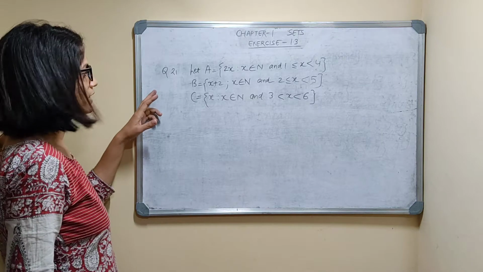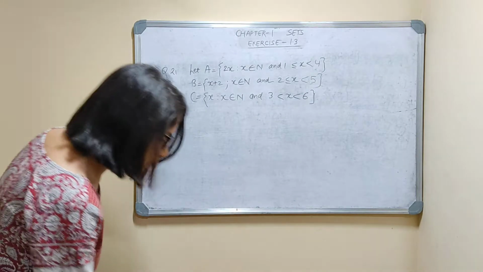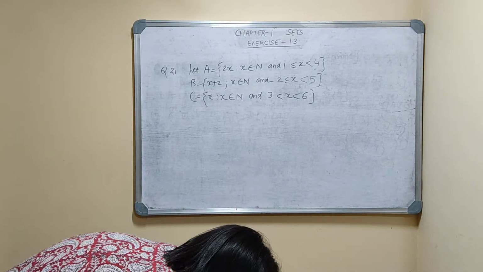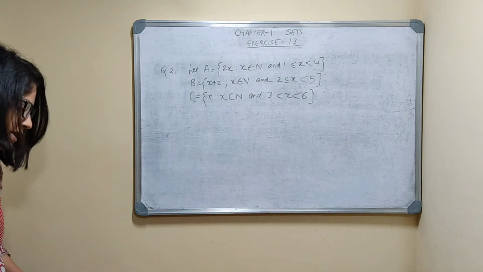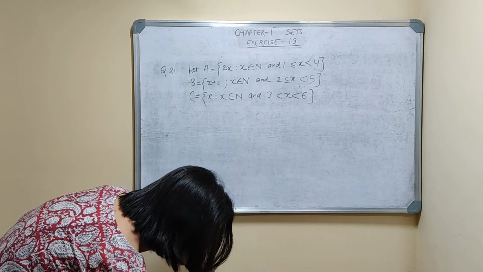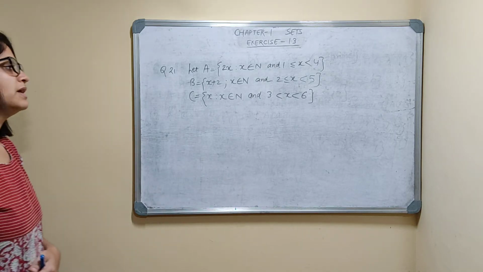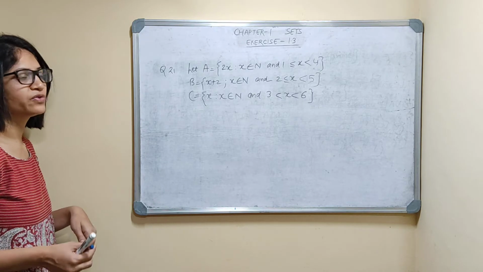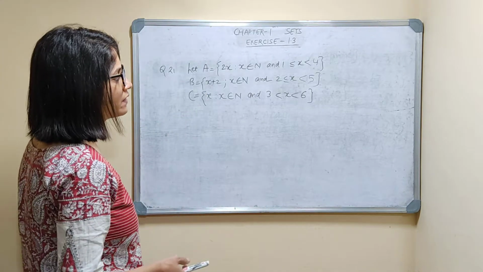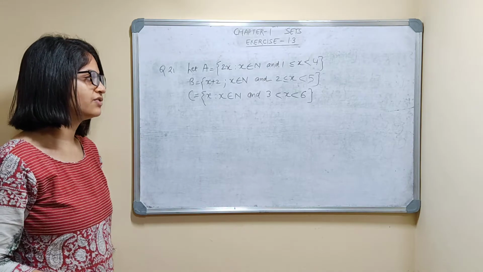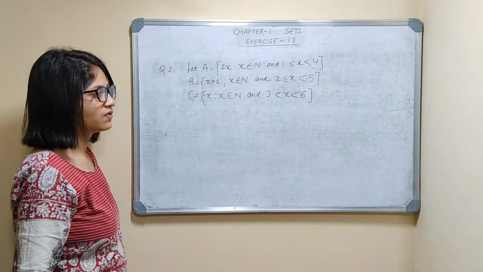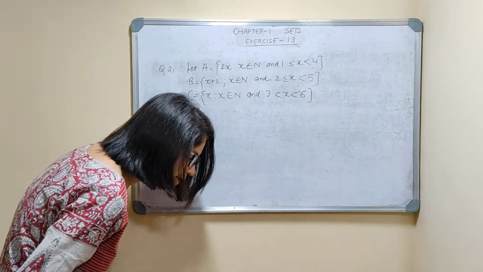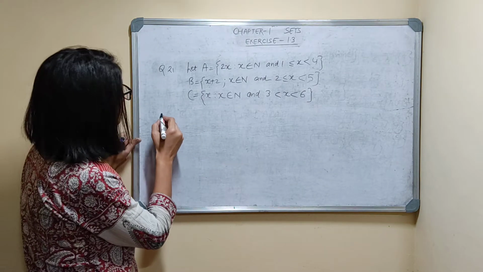Question number 21. A is equal to 2x such that x belongs to N and x values between 1 to 4, and 1 is included in that. B is equal to x plus 2 such that x belongs to N and x values between 2 to 5, and 2 is included. And C is equal to x such that x belongs to N and x values between 3 to 6, 3 and 6 are not included. So you have to find A intersection B.